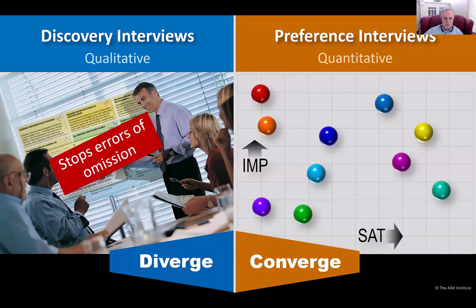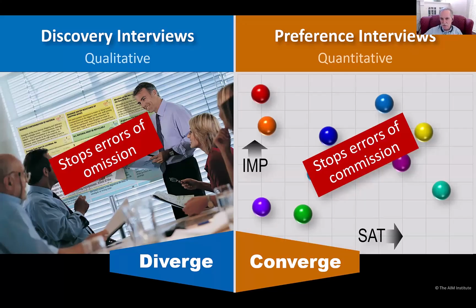Why are you doing this? You're stopping errors of omission here, failing to uncover an unarticulated need. And you're stopping errors of commission here. And this happens all the time. B2B companies pick the wrong things to work on, and they waste huge amounts of their technical resources.